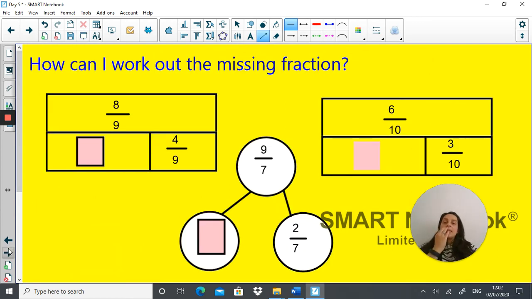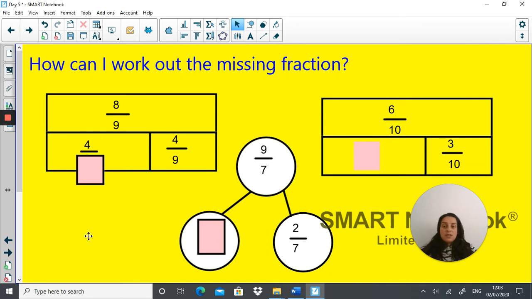So how can I work out the missing fraction here? So this is our part whole model here, and these are our bar models, essentially a different way of reflecting our part whole model. So something added to 4/9 equals 8/9. How do we work that out? It'd be 8/9 take away 4/9, which equals 4/9. And now I want you to apply the same procedure and logic to working out the missing fractions in here.